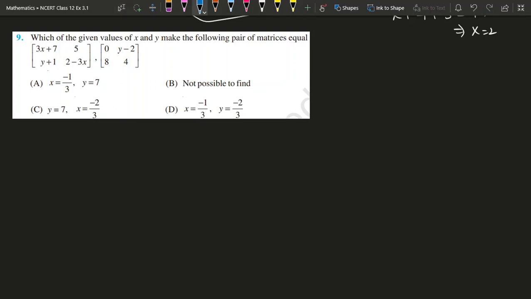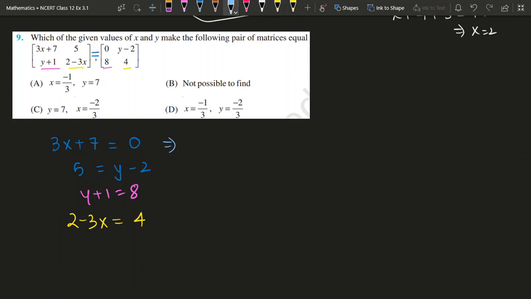In problem number 9, you still have to find values of x and y that make these two matrices equal. So you have a bunch of equations. The first equation, you have 3x plus 7 is equal to 0. Then you have 5 equals y minus 2. Then you again have y plus 1 equals 8. Then you also have 2 minus 3x is equal to 4. Now you can solve all of these equations.